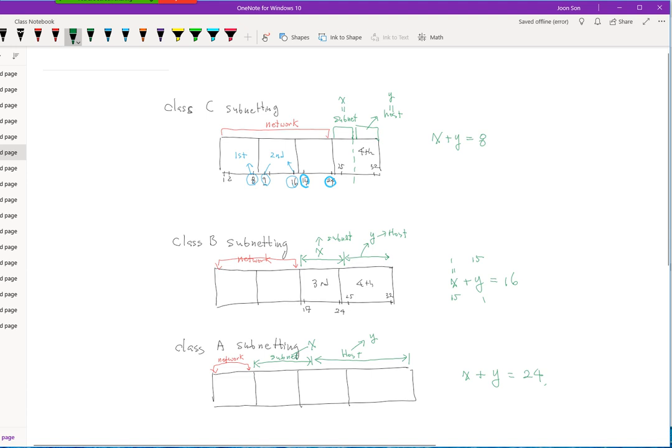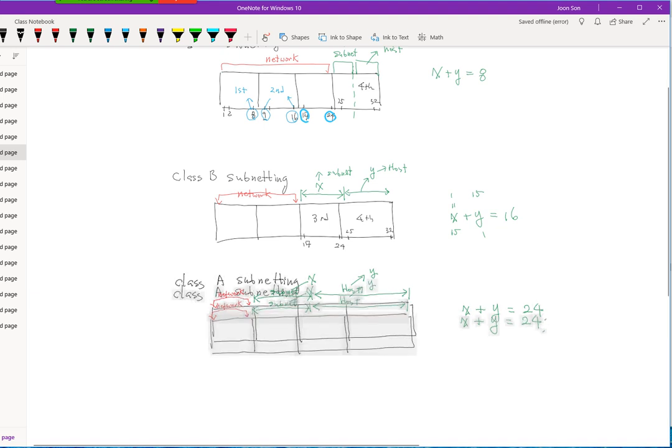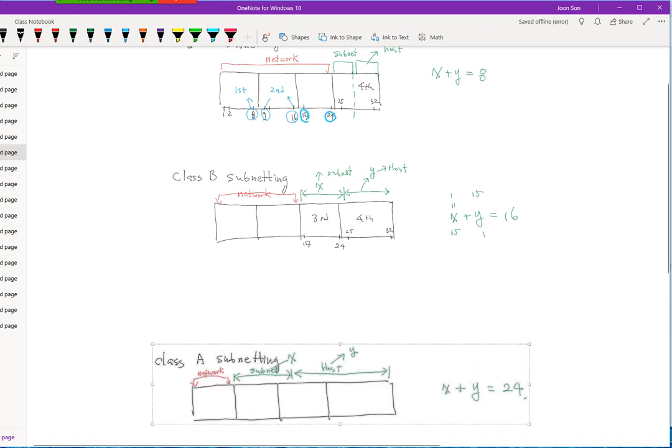Okay, now having said that, there are a couple more things that I'd like to add to this diagram. I'm not sure if I can move this a little bit. Good. Yeah, that's what I like about this OneNote. Okay, so this is class B subnetting. So let's just go back to class B subnetting. There are a couple more things that I'd like to add.